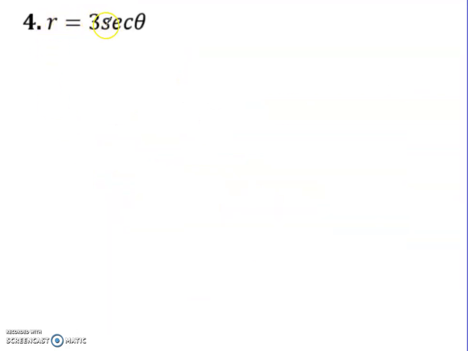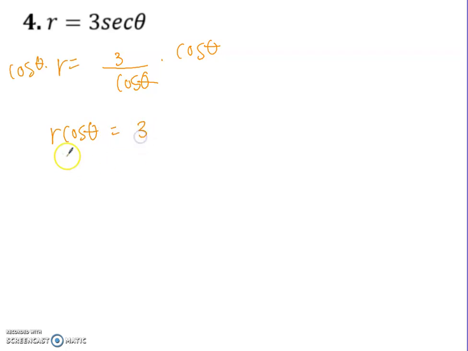Okay. r equals 3 secant theta, and you're like, secant's not in one of those things. So secant is 1 over cosine. I don't want a denominator, so let's multiply both sides by this. r cosine theta is equal to 3. r cosine theta is x, so x equals 3. We're good. And what is that? This is a line. And what kind of line is this? This is a vertical line.